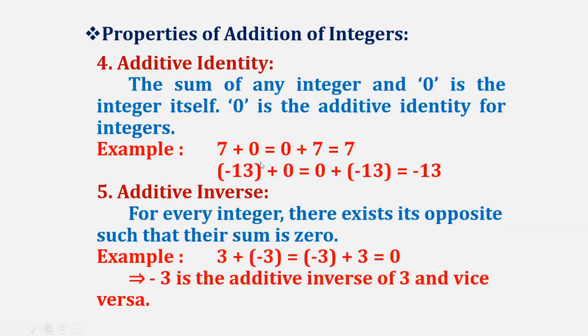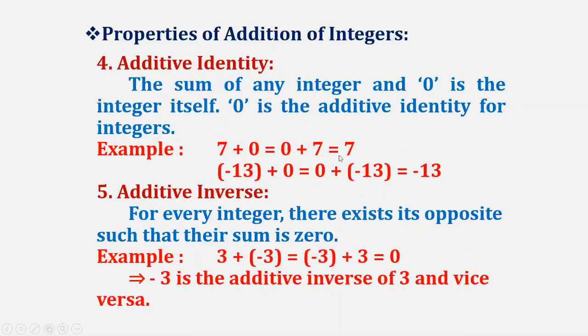So the next property is additive identity. The sum of any integer and 0 is the integer itself. If you add 0 to any number, you will get the same integer, or if you add any number to 0, you will also get the same integer. So observe here, 7 plus 0 and 0 plus 7 are both equal to plus 7 only.